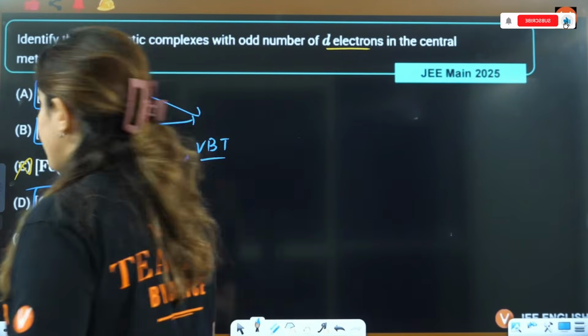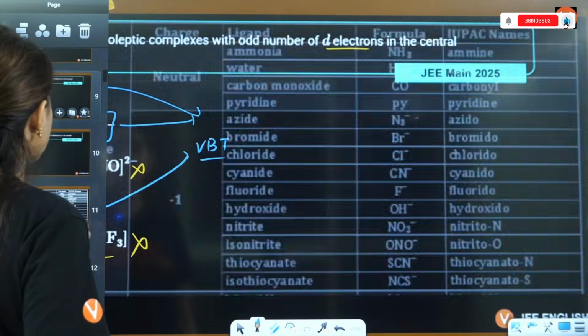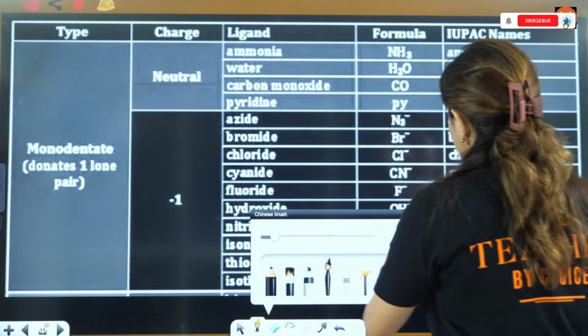Once we do VBT, I will again come to this question and we will answer this. Then guys, this is a chart for all of you. I'll give you the PPT.